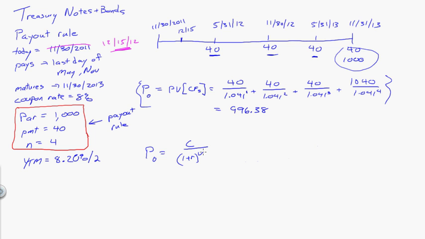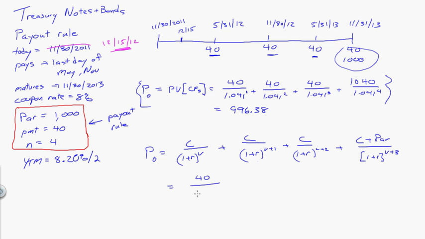to the V, plus the cash flow divided by 1 plus R to the V plus 1, plus the coupon over 1 plus R to the V plus 2, plus the coupon plus the par over 1 plus R to the V plus 3. So what the numbers are, this is 40, and 1 plus R, 1.041.